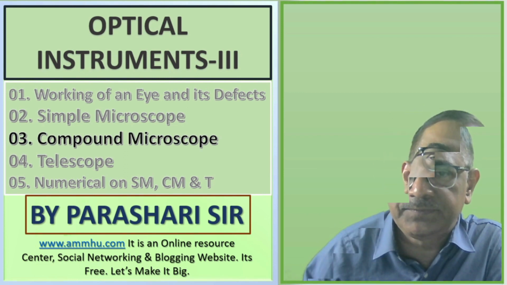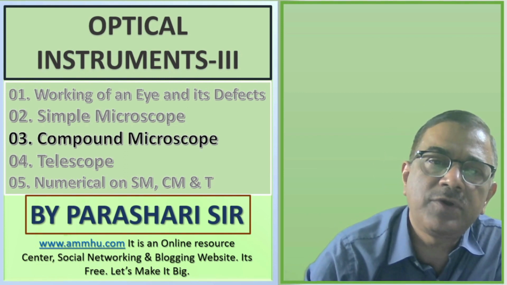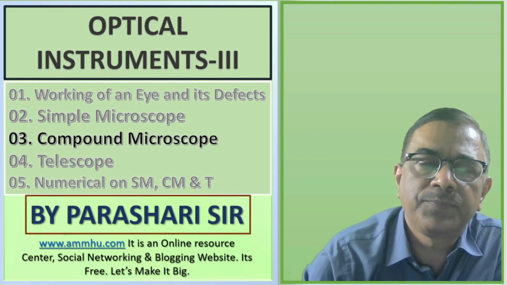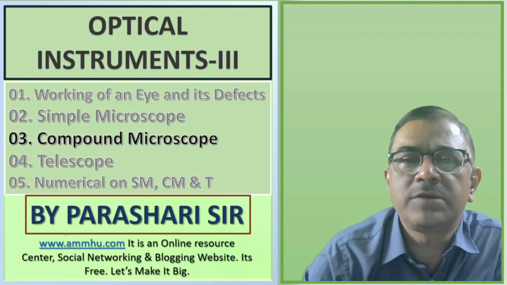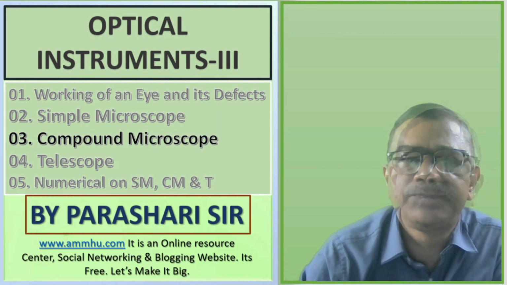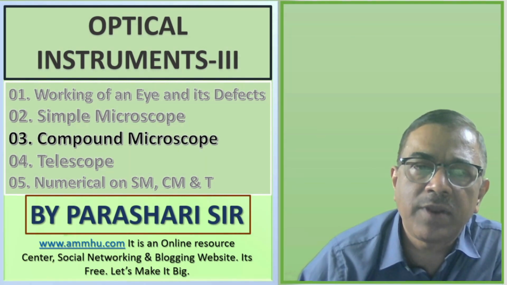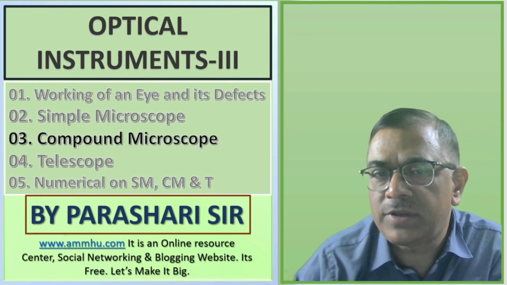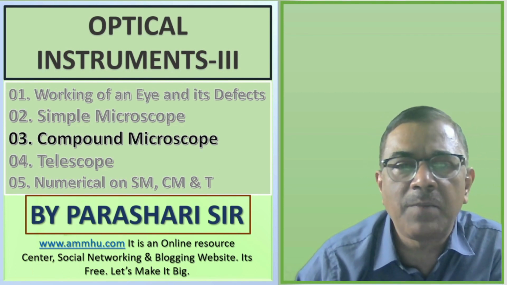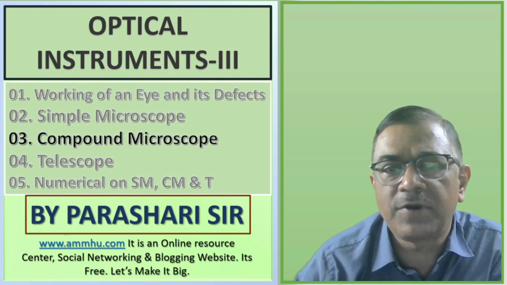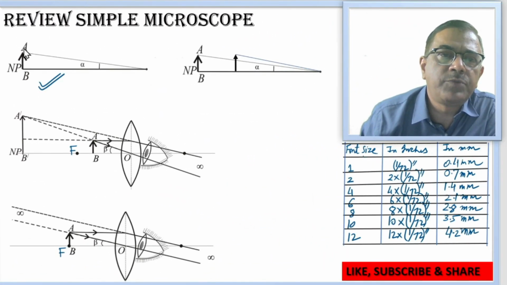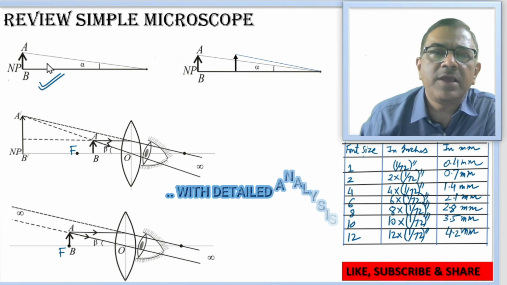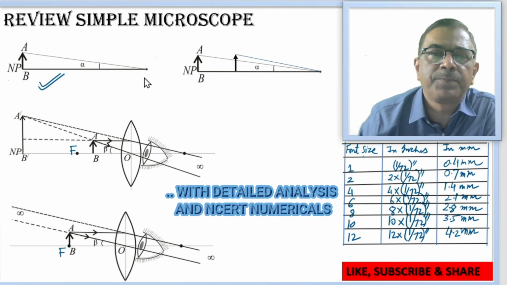Tell me friends, how far do you keep a book to read from? Or how far do you keep an object to see its details? Yes, you're right, you keep it at your near point, that is about 25 centimeter in front of your eyes. Just check the figure. Object AB has been kept at the near point of the eye.